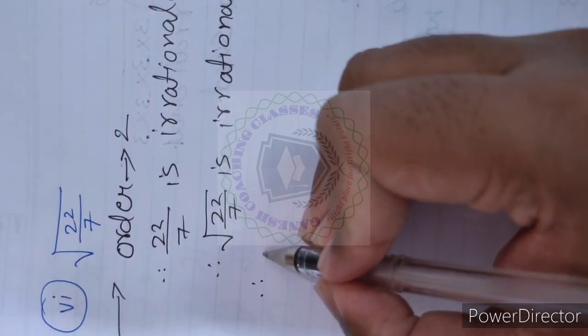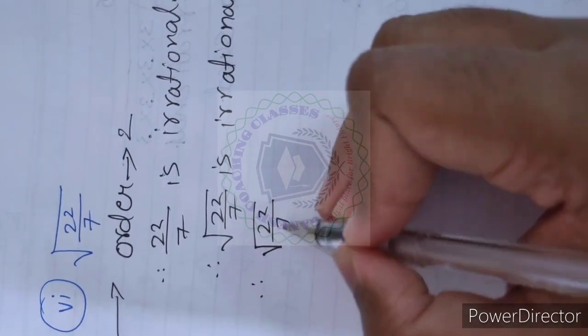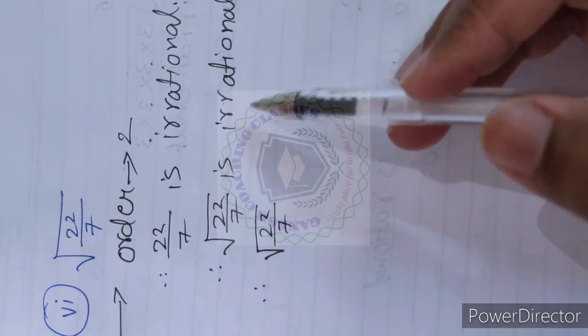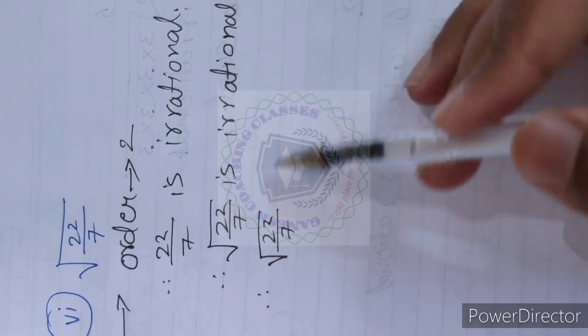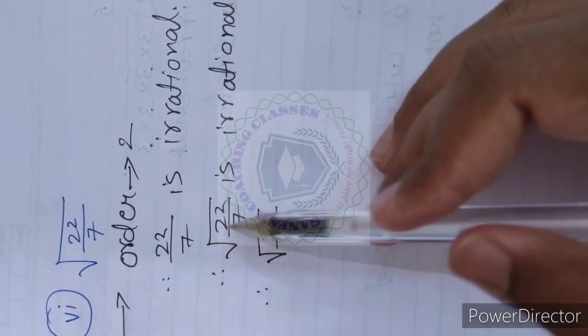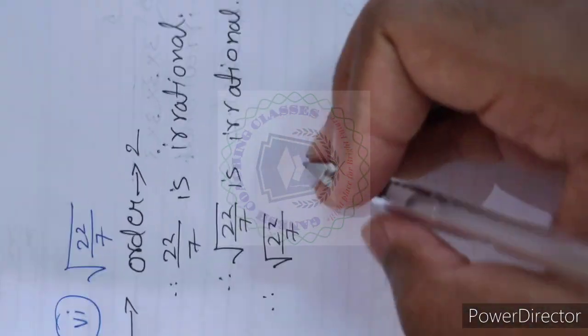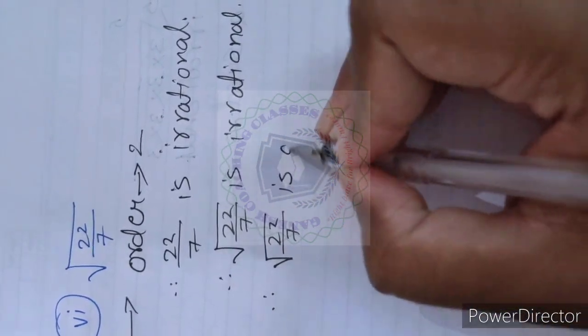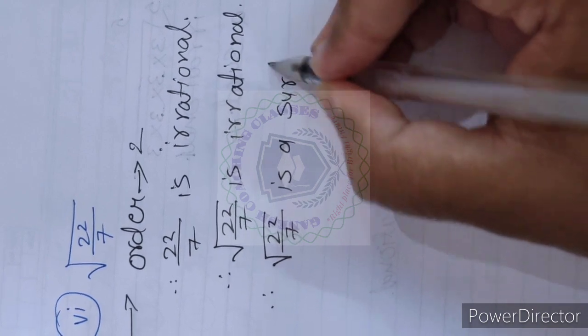So here 22 by 7. So tell me, is it a surd or not a surd? It is a surd because the value of this root is irrational. So here the square root of 22 by 7 is a surd.